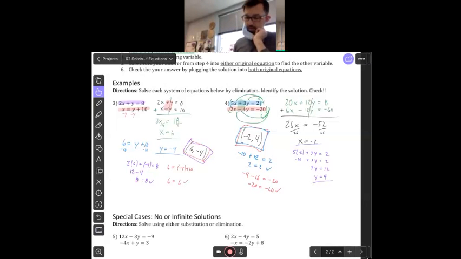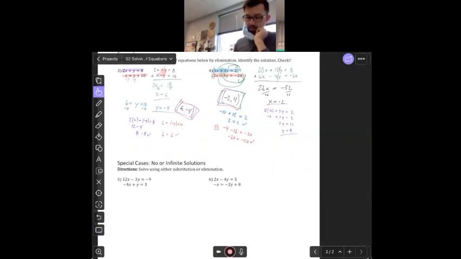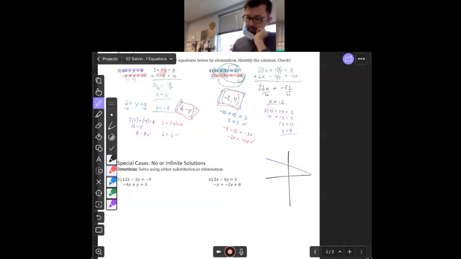All right, last thing, the special cases. So we talked on Friday about the graphing side of things. What we're looking for here: we're graphing one of these lines, we're graphing the other line, and we're looking for that place where they cross. Okay, that's what we saw on Friday.